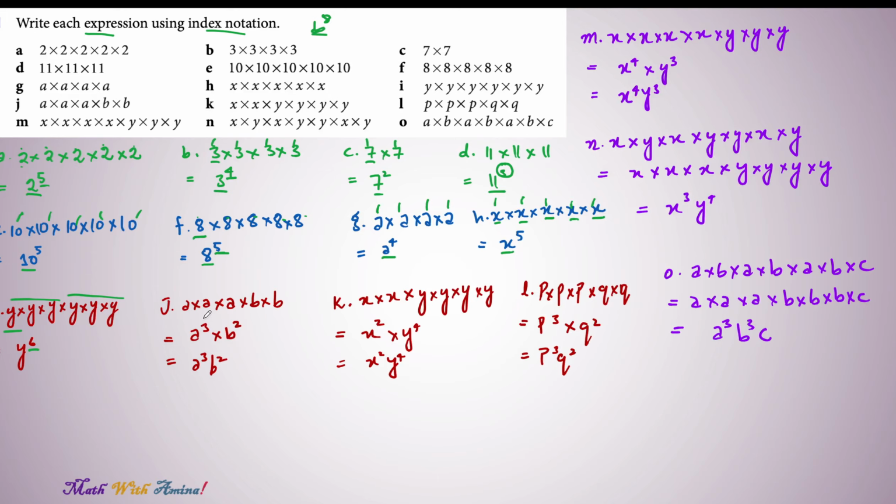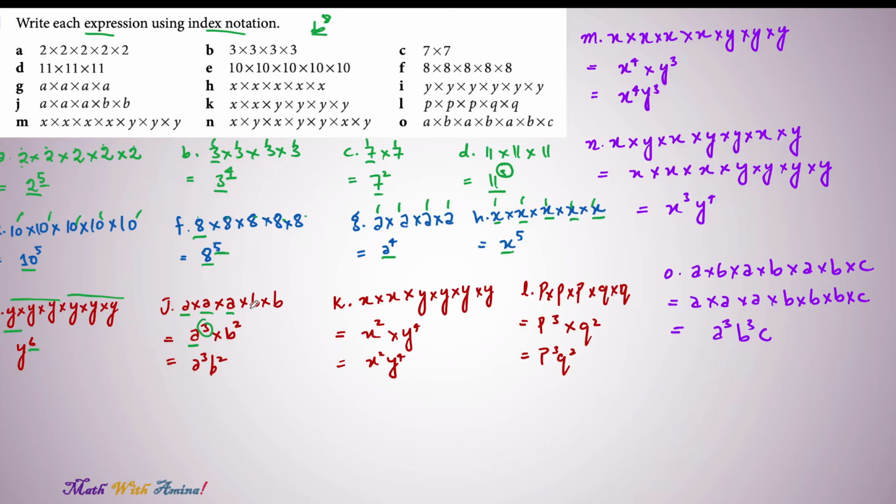This one is different because we are having two different variables. So we are not going to combine them, but we will be representing each one with its index separately. So in here a is getting multiplied 3 times, the index is 3. Base is a and the index is 3.